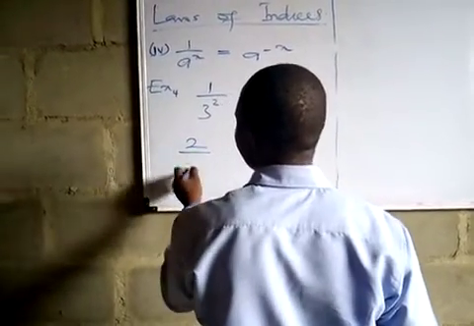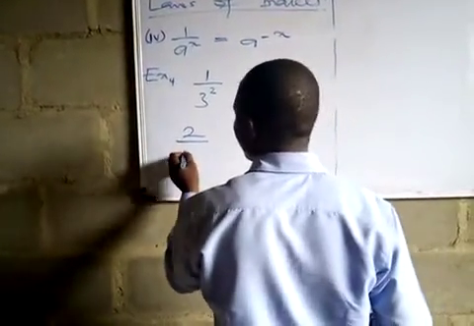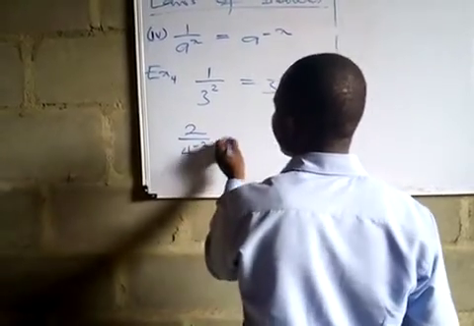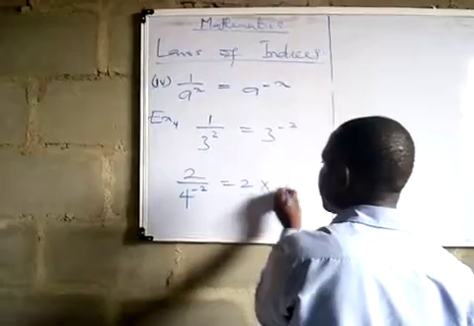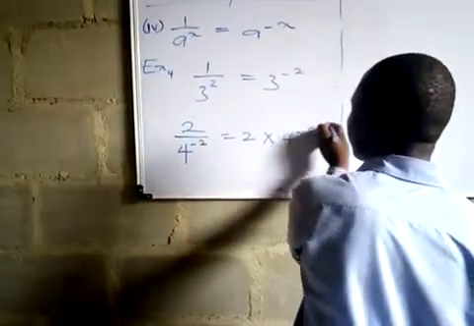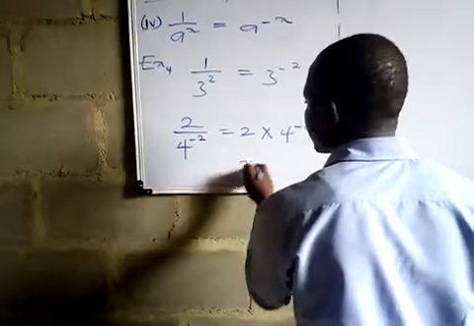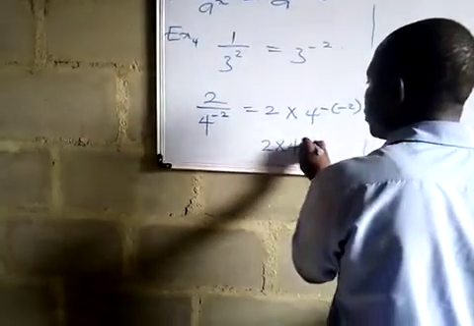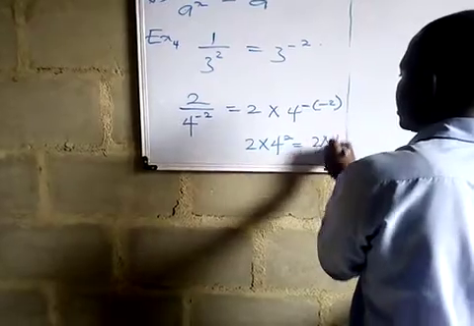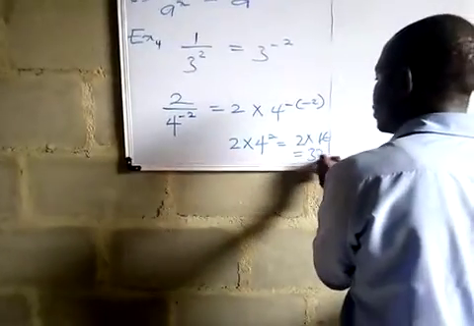Still example 4. If I have 2 times 4 raised to the power of minus 2, that gives us 2 times 4 raised to the power of 2, which gives us 2 times 16. That gives us 32.